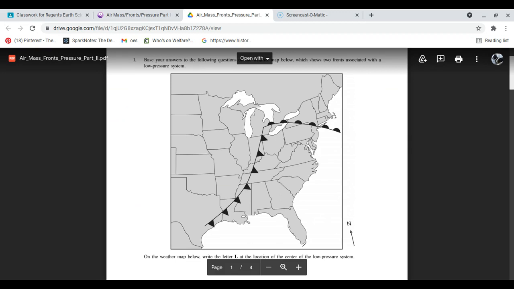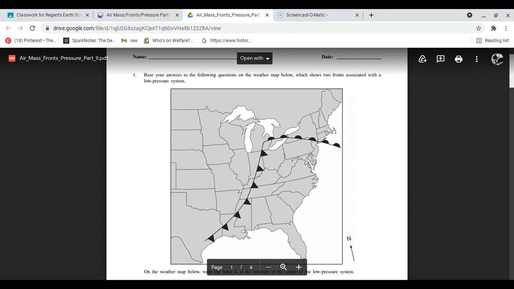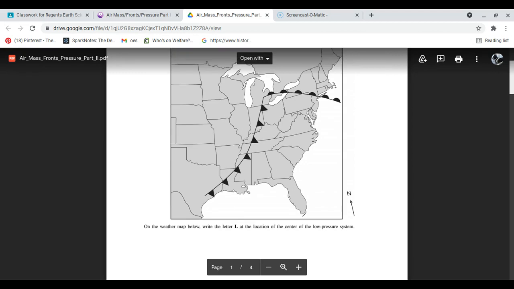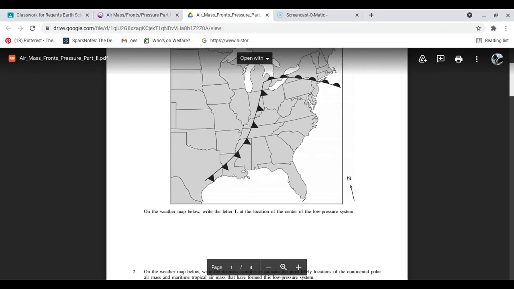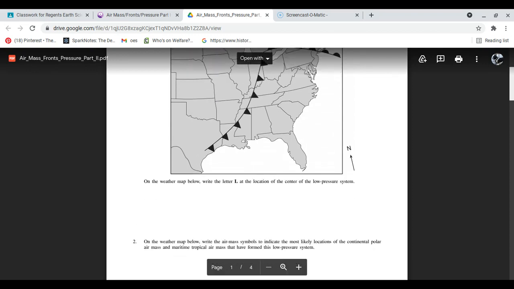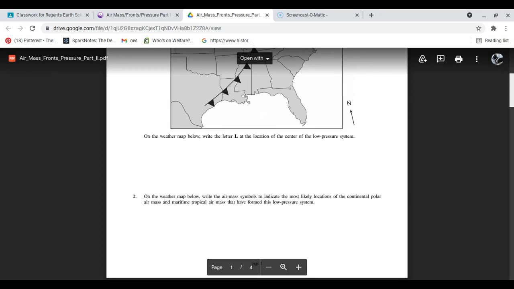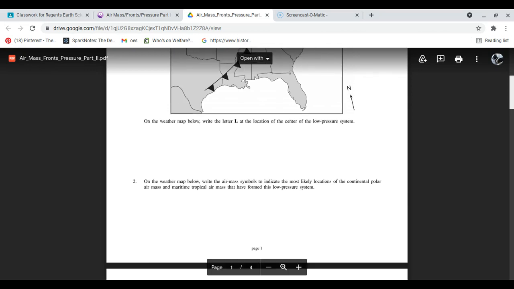Okay, let's see here. Base your answers to the following questions on this weather map, which shows two fronts associated with a low pressure system. Does it say what those two are? I think they just want you to write the letter L at the location of the center of that low pressure system. I'm just trying to remember, he's got that thing up on the board. It's up there every day. Try to think of where that L would go and plant it right on there. Are you okay, Kylie? You got it on there?